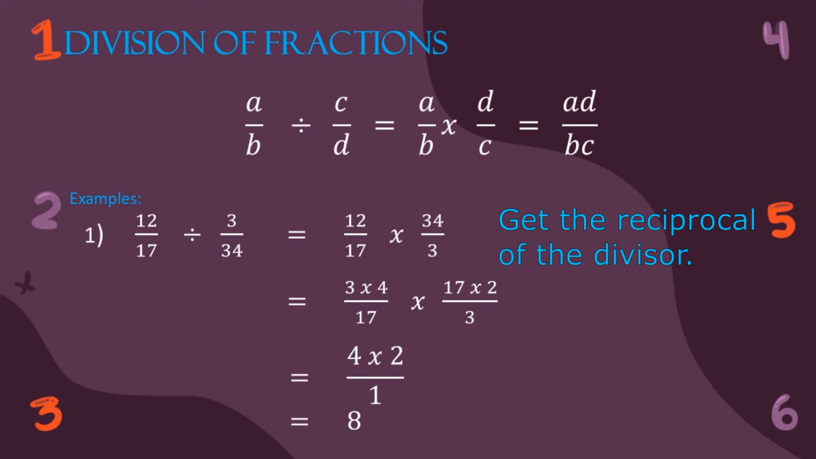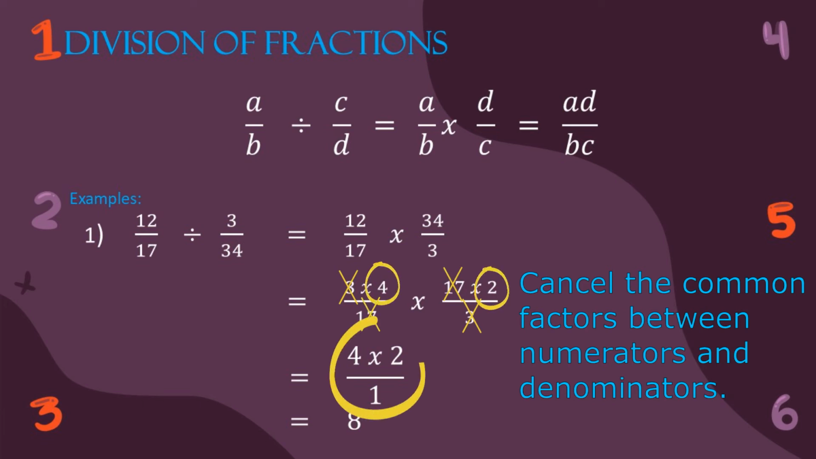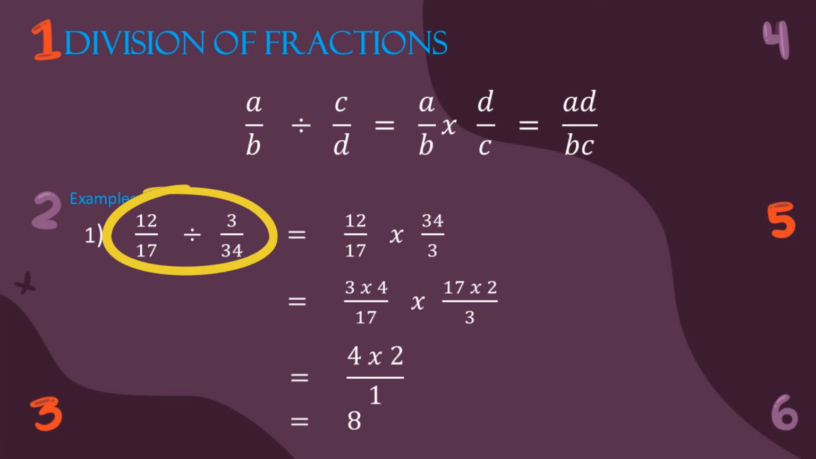So ang ginamit dito is yung method number 2, which is get the common factors of the numerator and the denominator. Cancel the same numbers. So we can cancel 3 and 3 sa numerator against the denominator, then 17. So ang natira lang po, 4 times 2 over 1, or simply 8. Therefore, the quotient for the fraction 12 over 17 and 3 over 34 is 8.